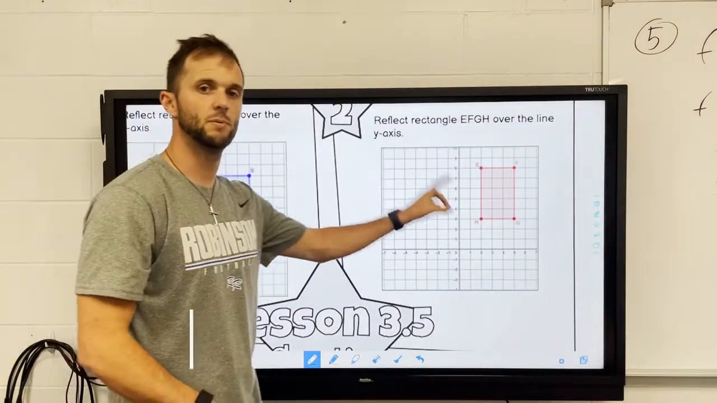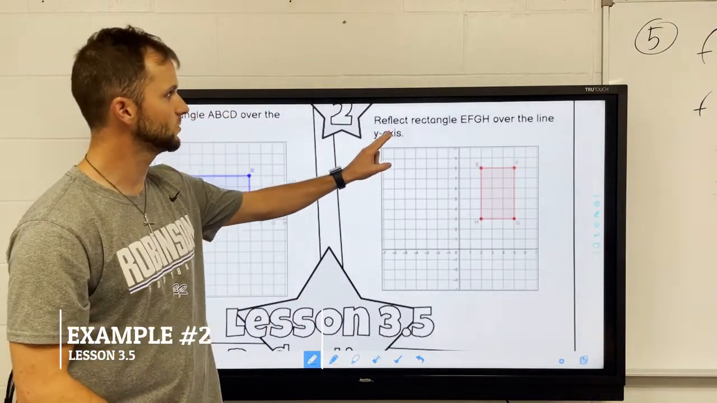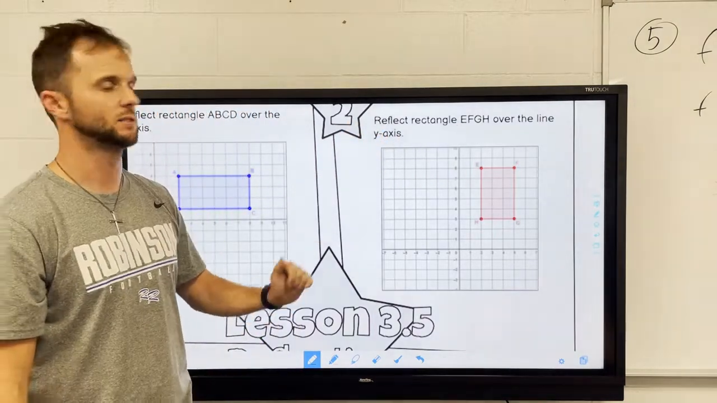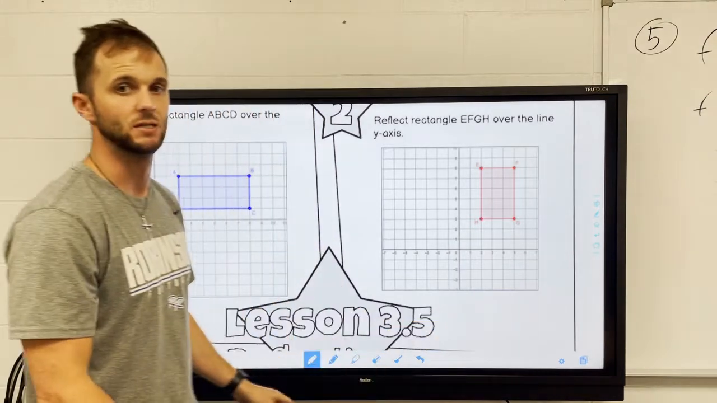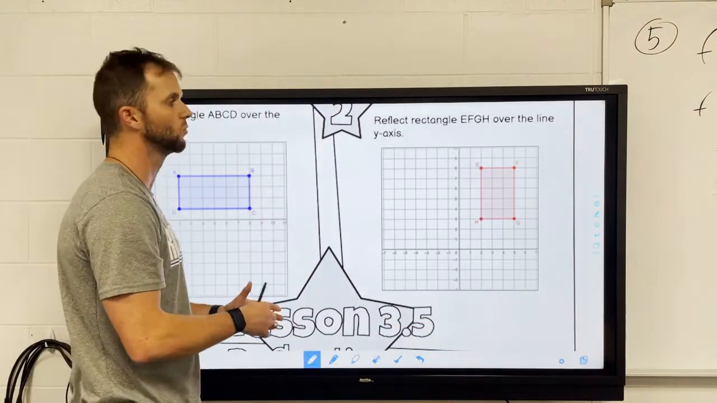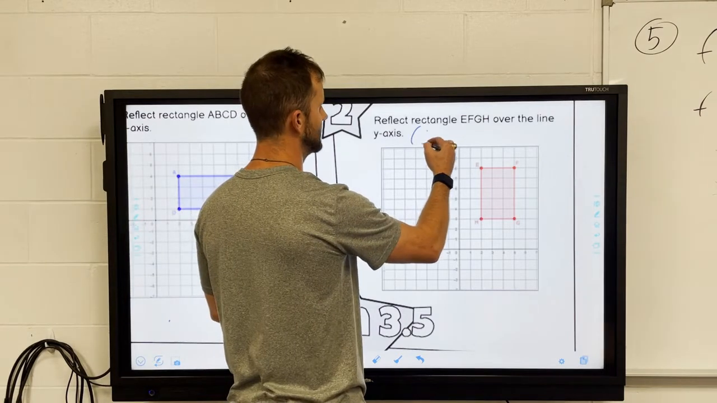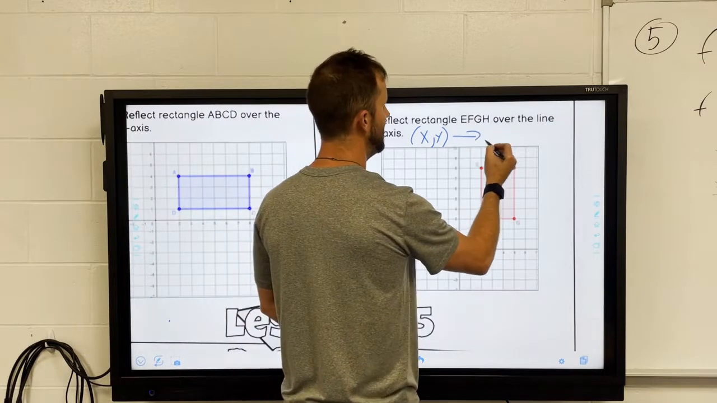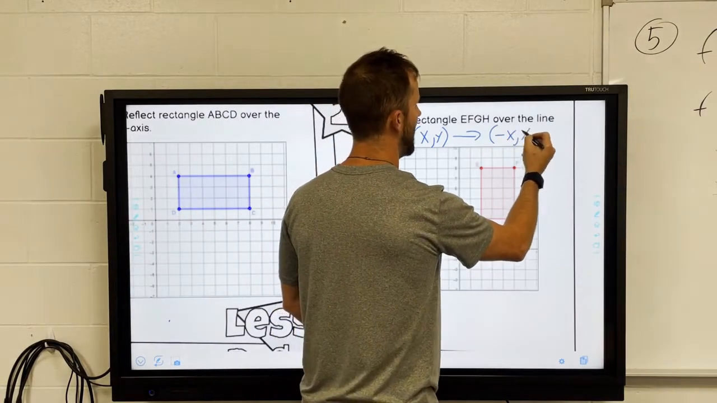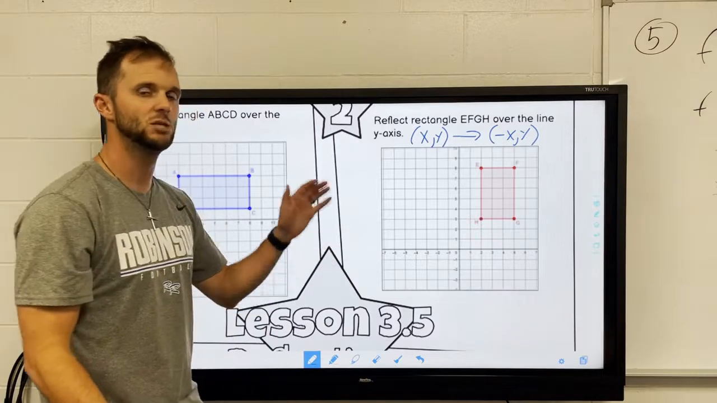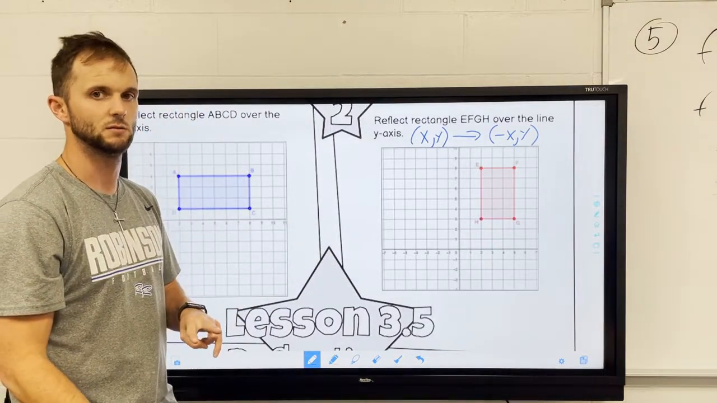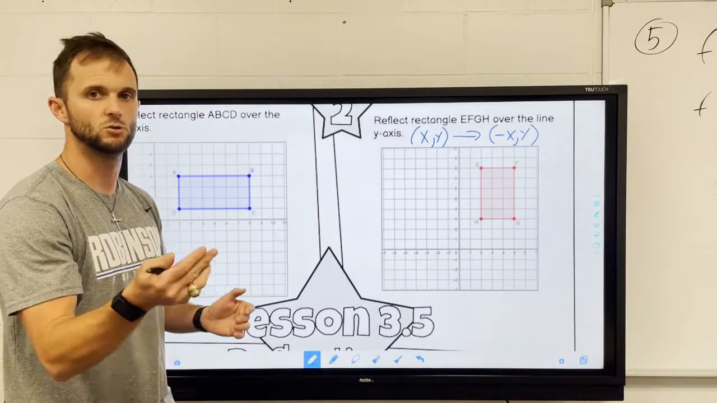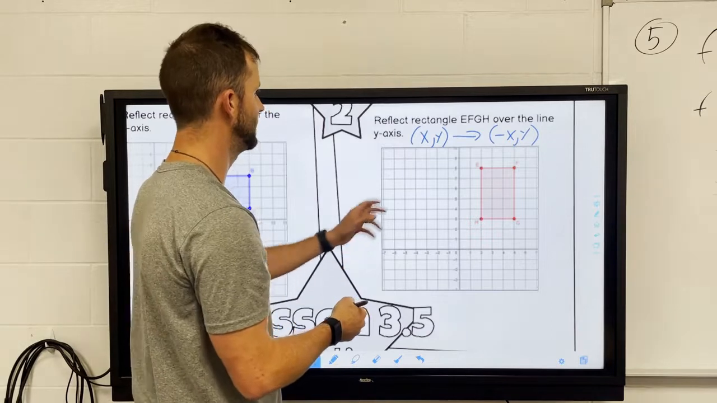Okay, so now look at example number 2, and it says we need to reflect rectangle EFGH over the y-axis. So I'm going to be reflecting it over the y-axis. So again, if y'all look up top, the rule over the y-axis is I'm taking my original coordinate x, y, my pre-image, and my image is turning into negative x comma y, which means I'm changing only the x coordinate to its opposite, okay? So I'm gonna do the same thing. I'm gonna show you how to do it mathematically, and then I'm gonna show you how to do it visually, okay? So let's go ahead and start with letter E here.